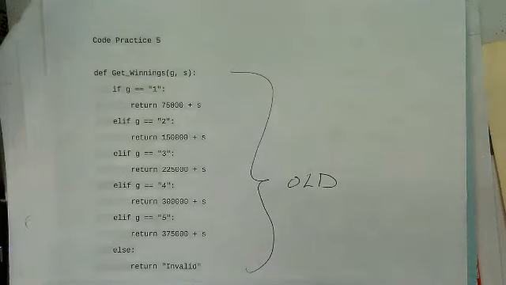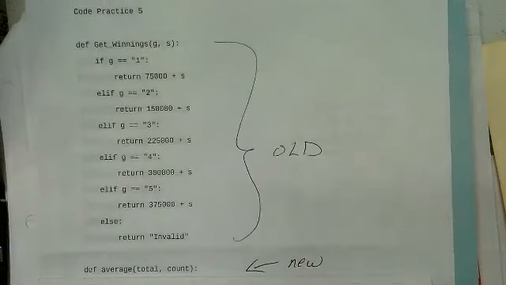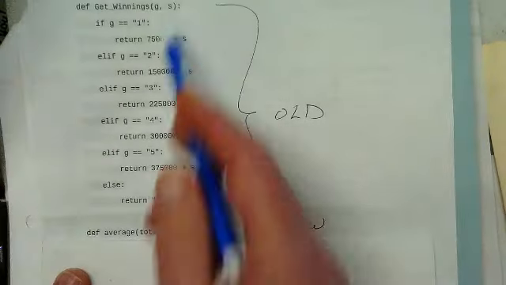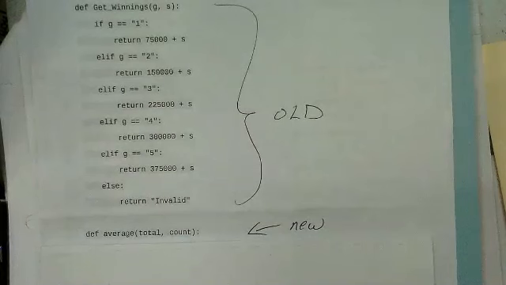Now, here's our next function that we're creating. We're going to define average with total, comma, count. These are the variables I'm going to use. This is new. This was all old. You could have copied and pasted. Hopefully you did. Maybe you like typing, inputting things. So we're going to define average with total and count. That's a comma. That's a colon.